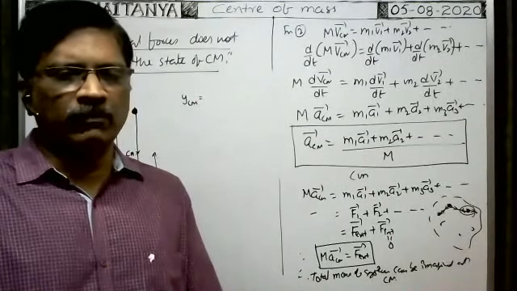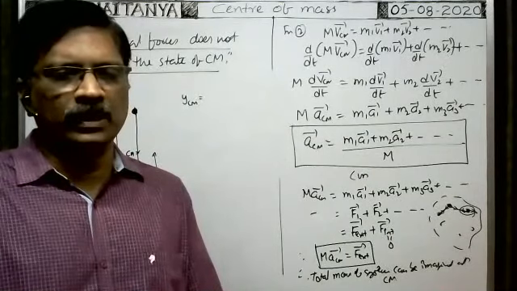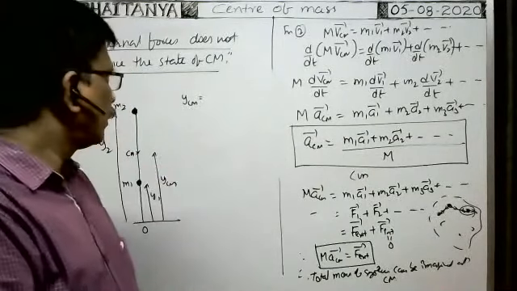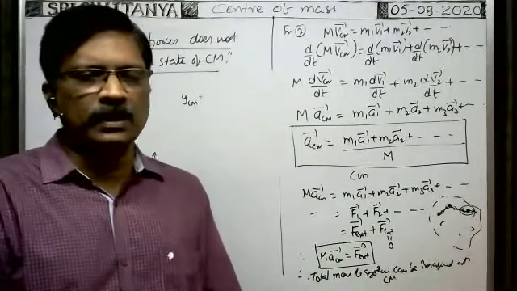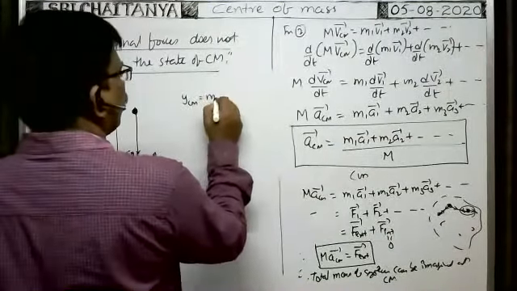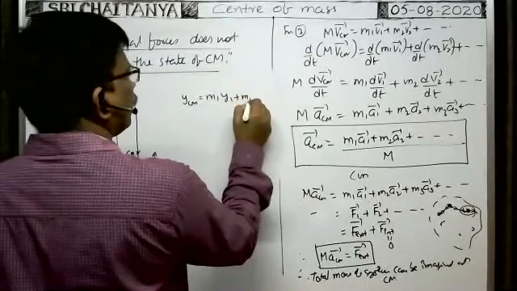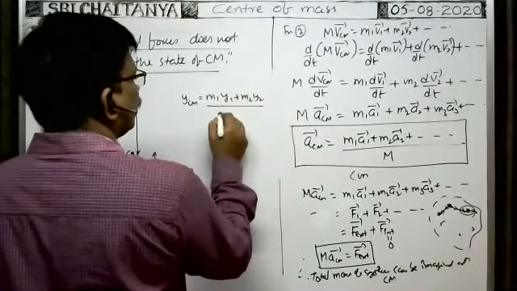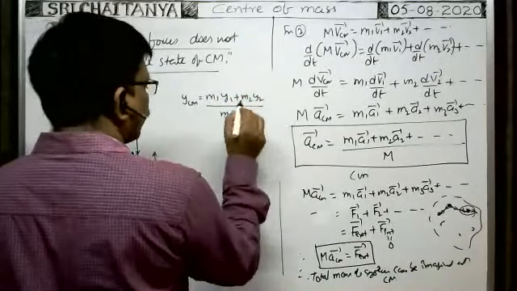Yes, ycm is equal to m1 y1 plus m2 y2 by m1 plus m2, we can write.